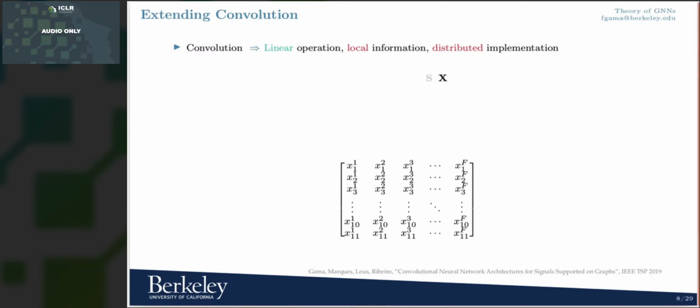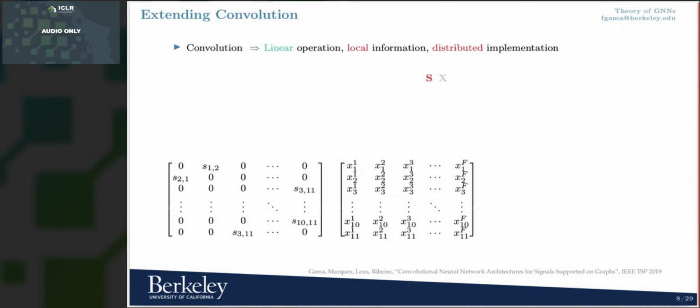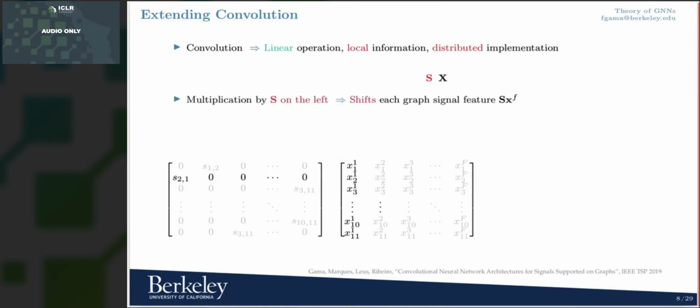We have X, which is the collection of our f-dimensional node features, where each column is a scalar graph signal representing each feature, and we have S, which is the matrix representing the sparsity pattern of the graph. For example, the adjacency matrix or the Laplacian matrix. We see that the multiplication of X by S on the left is actually shifting each graph signal feature. We are taking each row of S and using its entries to compute a linear combination with the entries in each column of X. Since each column of X is the scalar graph signal representing each feature, and since each row of S respects the sparsity of the graph, what we're actually doing is a linear combination of the values of each feature in neighboring nodes. So we are indeed shifting each of the columns as SX indicates.